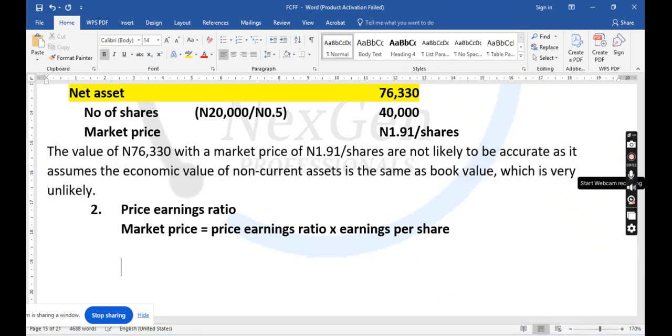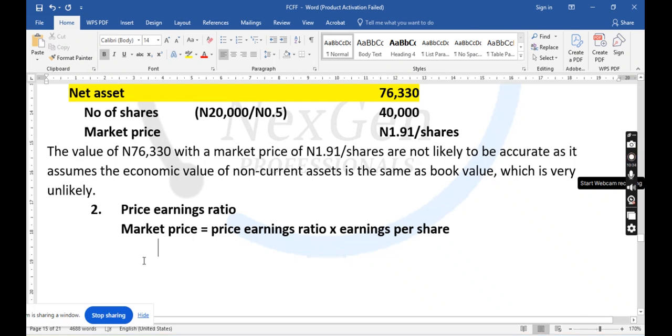So we'll pick it one after the other. We need to introduce this one, right? Let's introduce this. Price earning ratio, or maybe after the calculation, we can bring it in. Let's do the calculation first. So let's say price earning ratio.